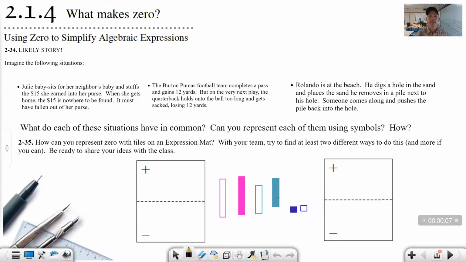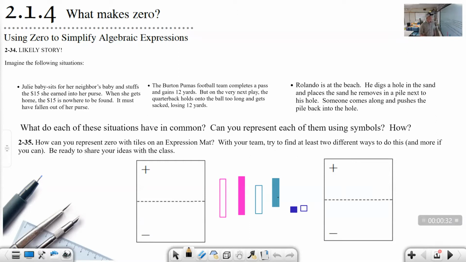Today we are doing lesson 2.1.4. This is the fourth lesson in chapter 2. You should have your notebook open to 2.1.4. Today we're talking about what makes 0. In our previous lesson we were talking about how do we make negative, and today we're going to use those thoughts, build on it, and we're going to talk about what makes 0.